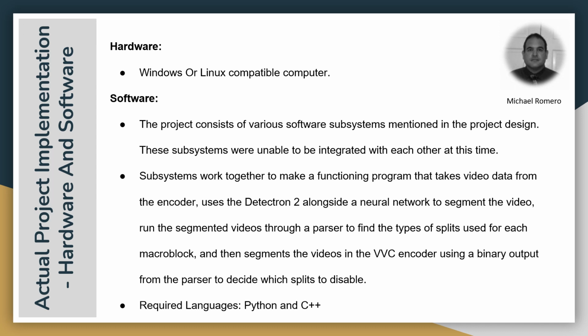The subsystems would have worked together to make a functioning program that takes video data from the encoder, uses the Detectron-2 alongside a neural network to segment the video, run the segmented videos for a parser to find the types of splits used for each macro block, and then segments the videos in the VVC encoder using a binary output from the parser to decide which splits to be used. The required languages are Python and C++.